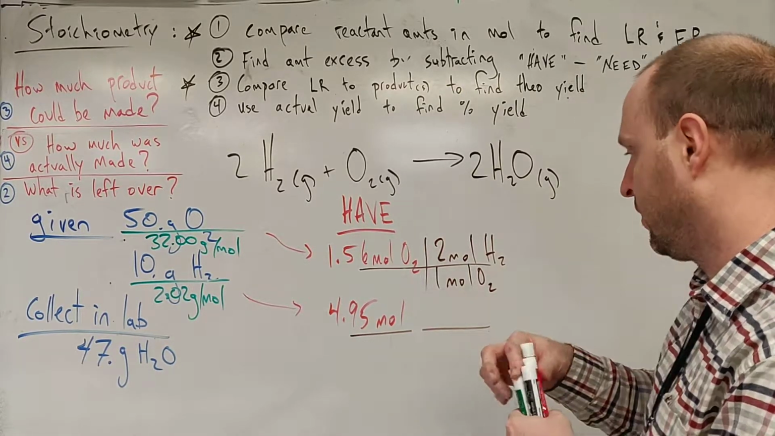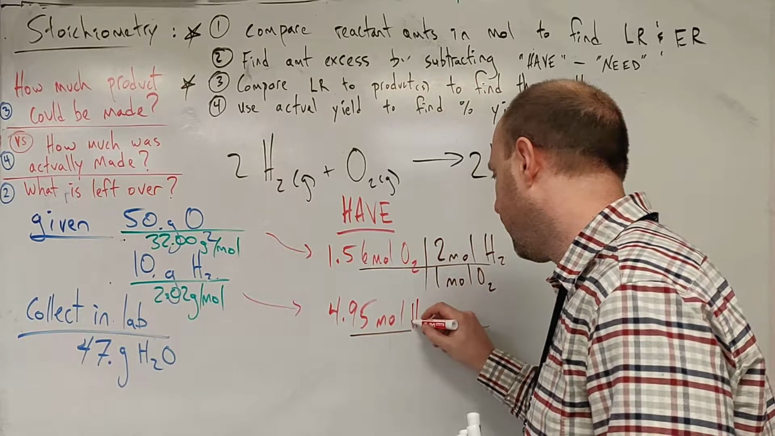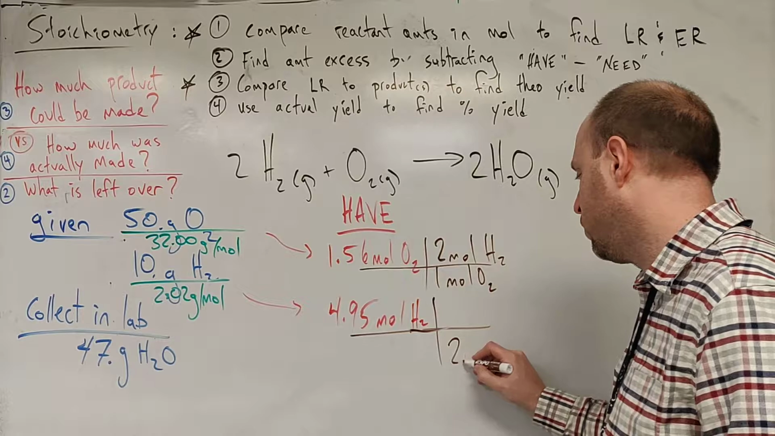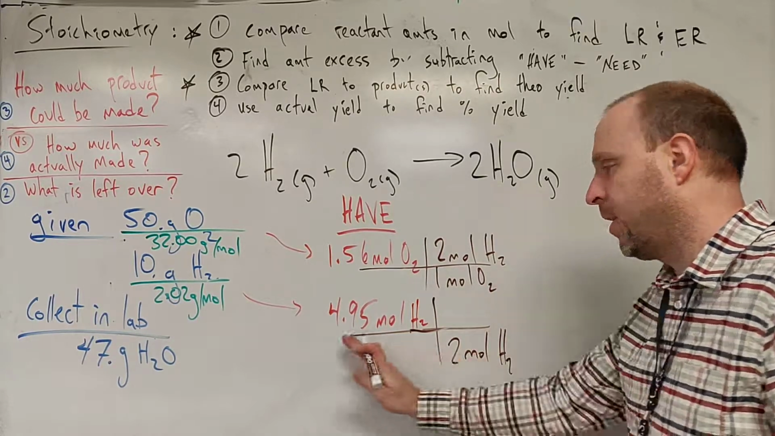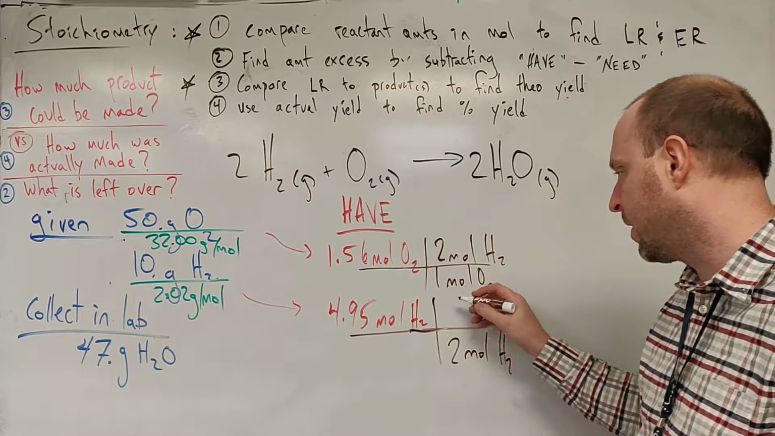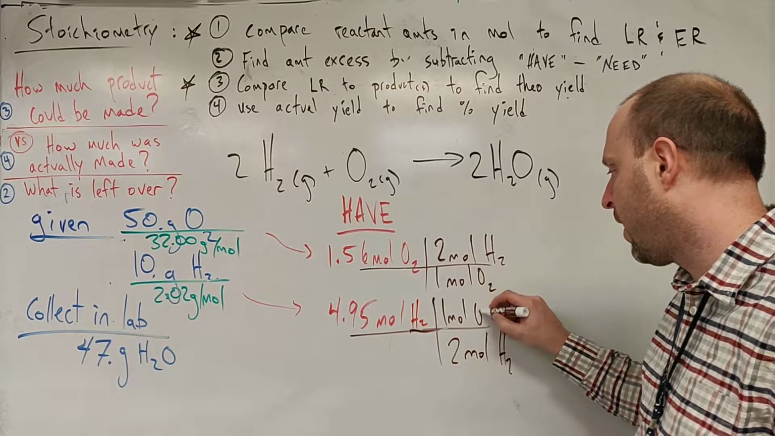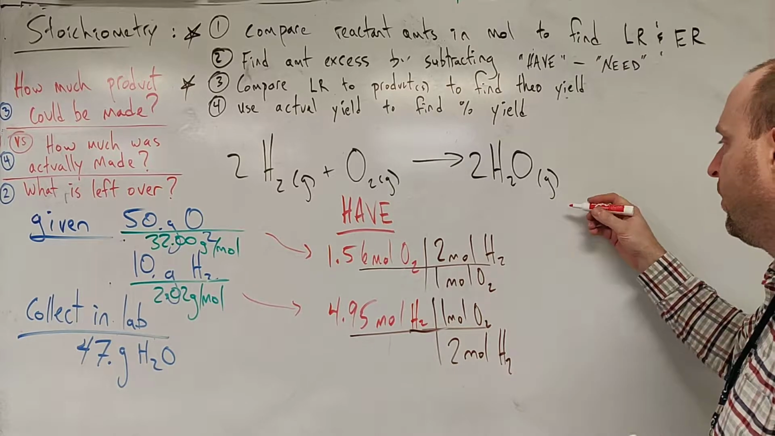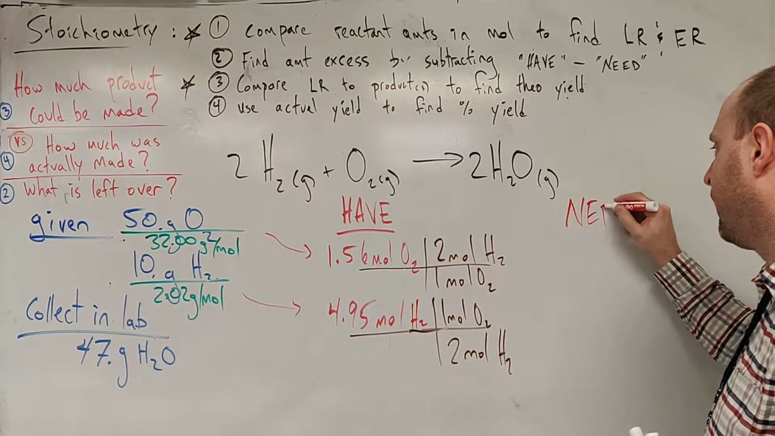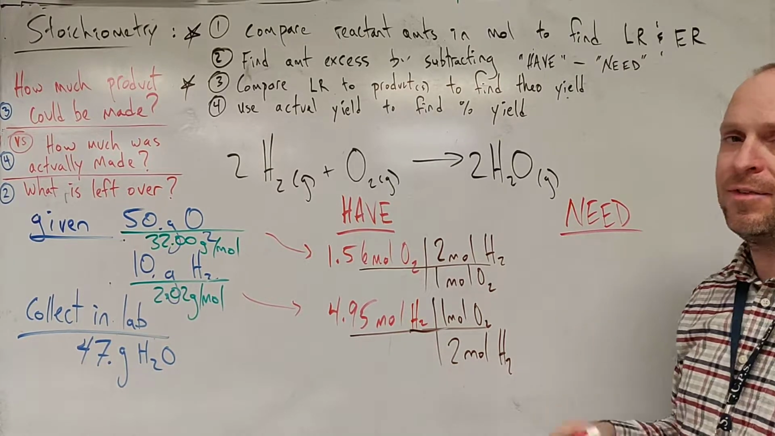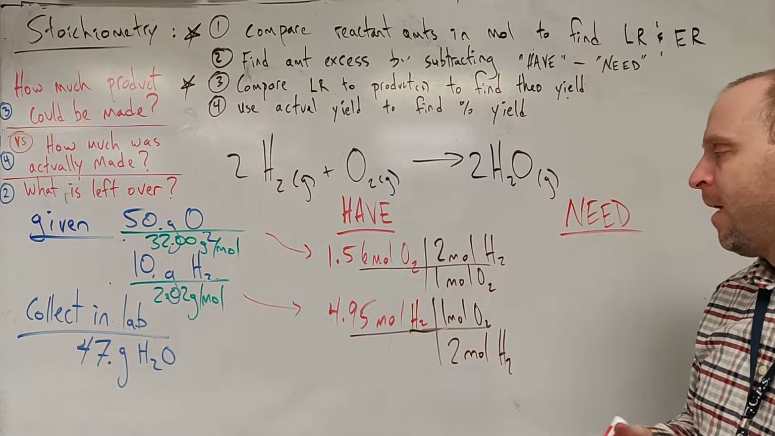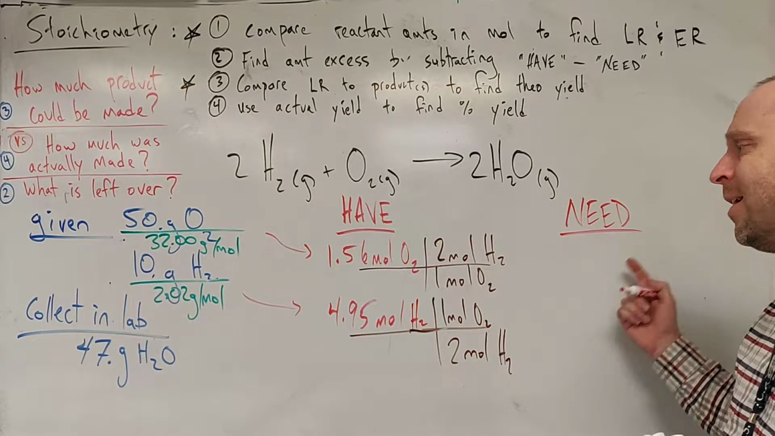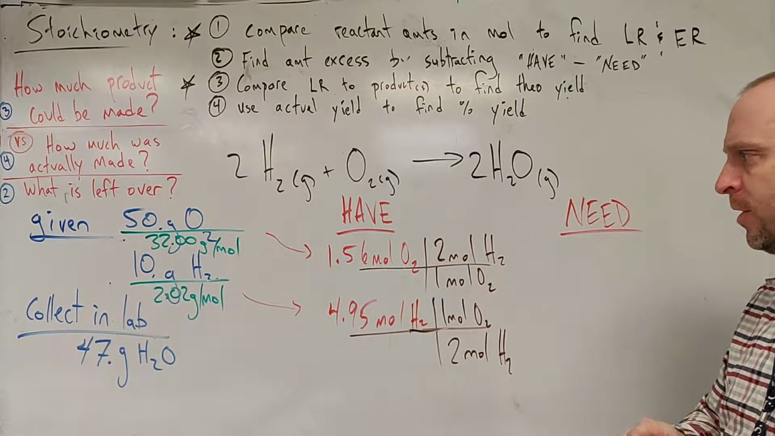I was negligent here. This is 4.95 moles of hydrogen, all right? So as we're looking at this transition, 2 moles of hydrogen, everything after that first box comes from the balanced chemical equation. We've got 1 mole of oxygen. This is what we have, and I want to turn it into what we need. And I literally write the words have and need. It's good bookkeeping. Anybody can look at this and say, oh, this is the stuff I started with, and oh, this is how much I need, and this is why one is a limiting reactant and one is an excess reactant.